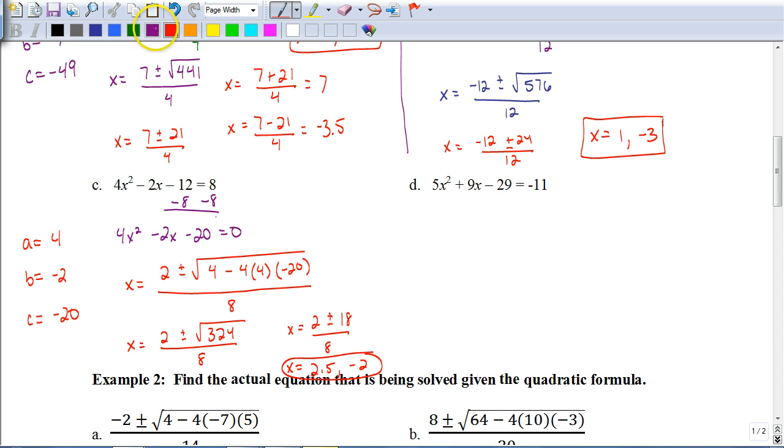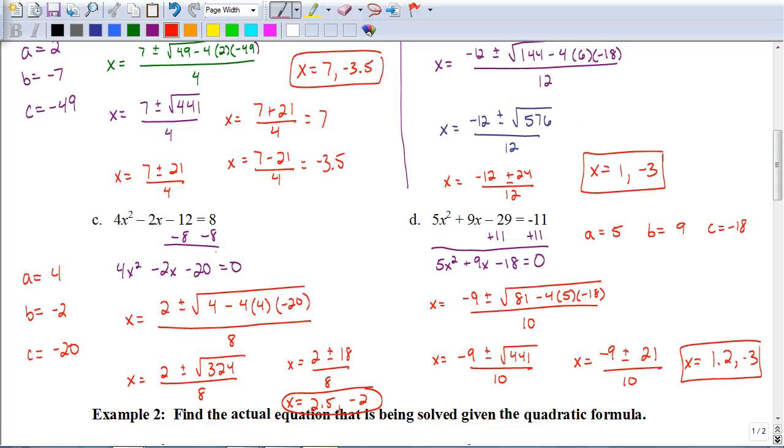Now I want you to try this last one all on your own. I want you to recognize that it's not equal to 0. So I want you guys to go ahead and solve this. Get it started by adding or getting 0 on the right side of the equal sign, and then go ahead and solve the rest of the equation. So pause the video and hit play when you're ready to check your answer.